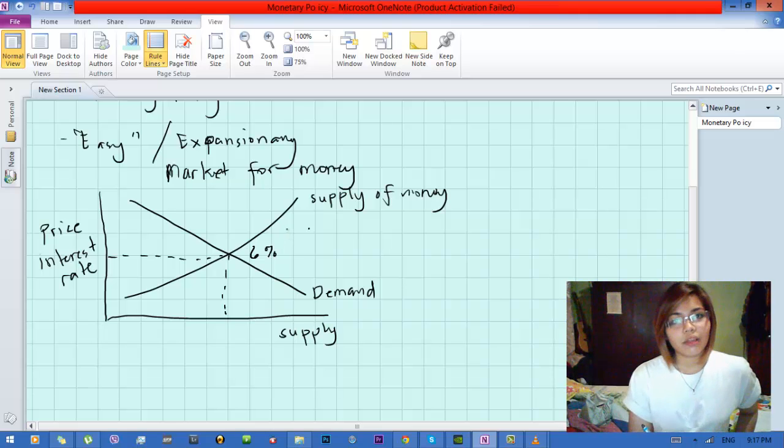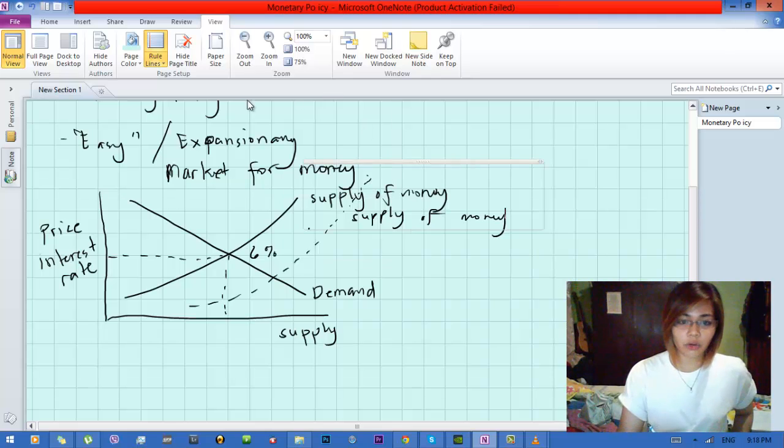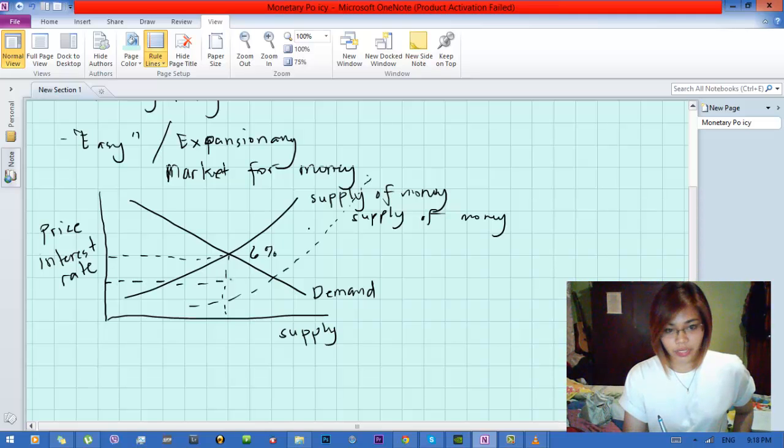And let's analyze. Say for example, the Bangko Sentral ng Pilipinas decided it's going to be supplying more money, which would look like this. This is our new supply of money. And you see what happens. Suppose that the demand did not change. What you see happening here is we now have a new clearing interest rate that is a lot lower than before. Say for example, this is now at 3%.